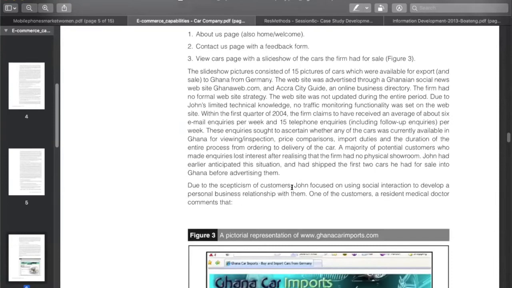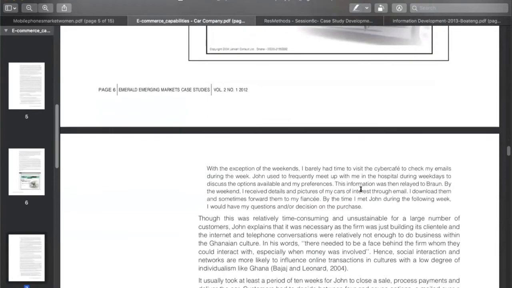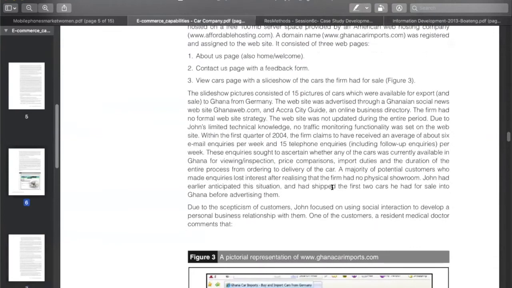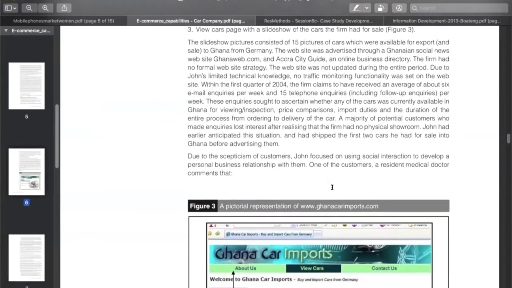Due to skepticism of the customers, John focused on using social interaction to develop personal relationships with them. One of the customers, a resident medical doctor, comments that, with the exception of weekends, I barely had time to visit the cyber cafe to check my emails during the week. All of this one becomes developmental again. But the first part is a little bit mechanical, due to skepticism, and causal.